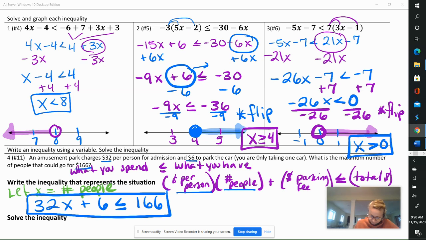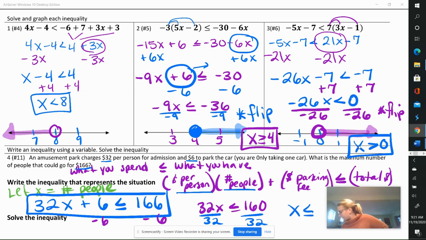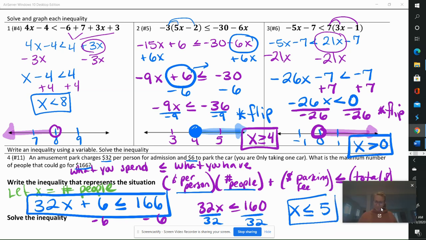And now we'll solve. Subtract 6 first, and divide both sides by 32. So x has to be less than or equal to 5, meaning at most you can bring 5 people.